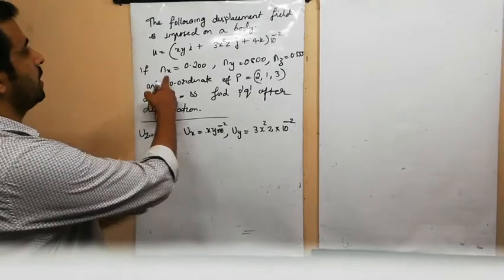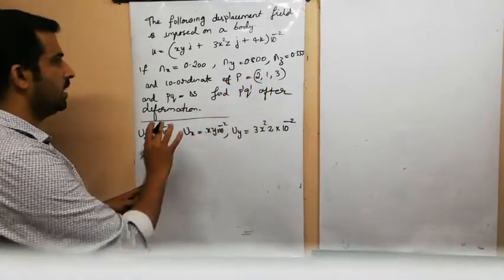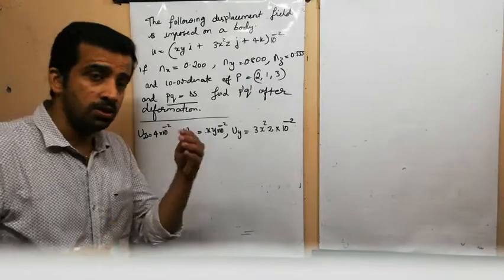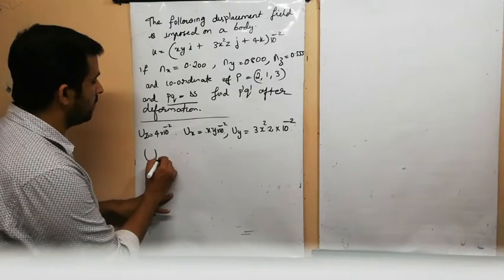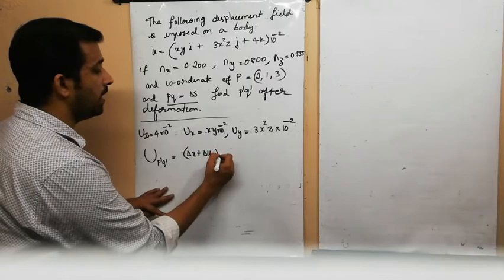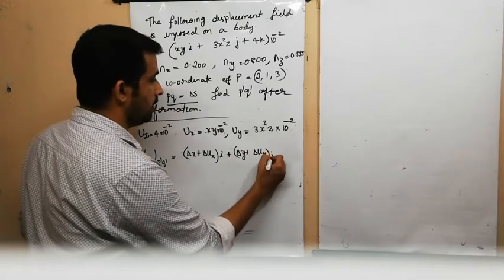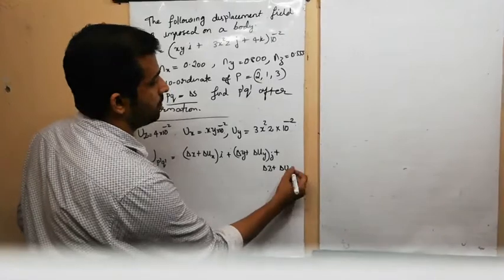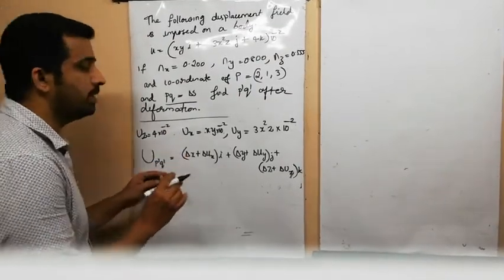Other things given: nx, ny, nz, the Cartesian coordinate point 2, 1, 3, and the length delta s. Find P dash Q dash after deformation. So our aim is to find the new displacement field. How could I write it for P dash Q dash? It will be delta x plus delta ux into i, plus delta y plus delta uy into j, plus delta z plus delta uz into k. This is the new displacement field that we need to find out.